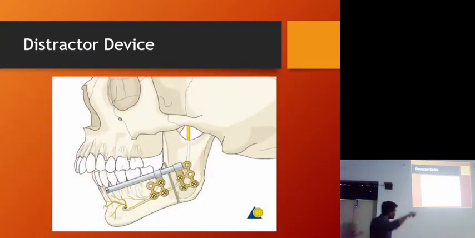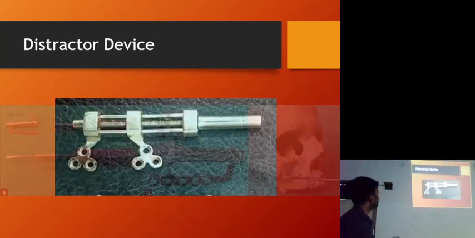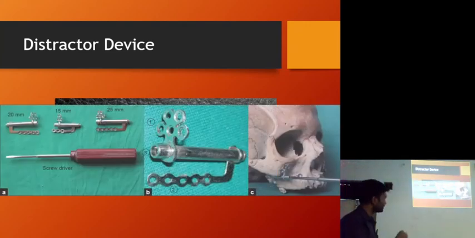So this is what the distractor looks like in place on the mandible. Understood? So we have the distractor device. This is the distractor device used in the maxilla. Depending on the side, there will be different design and configuration of the distractor device.